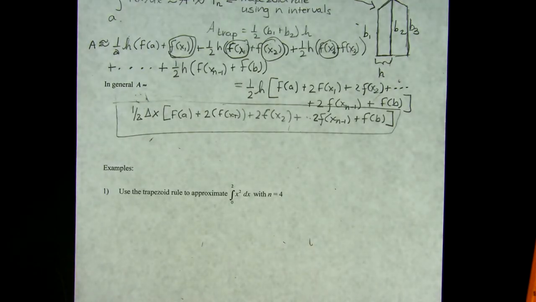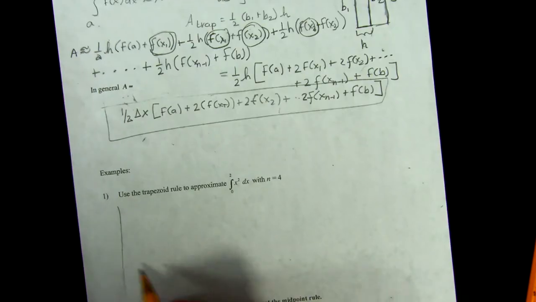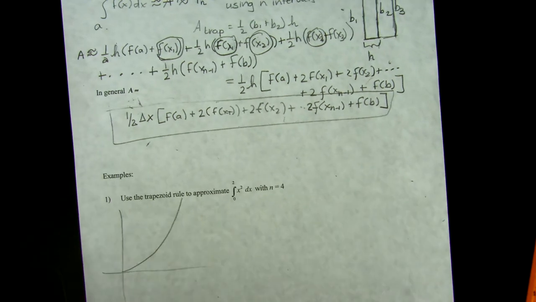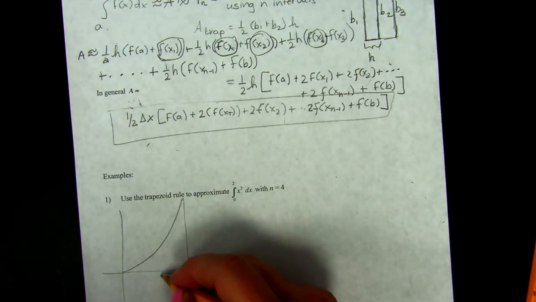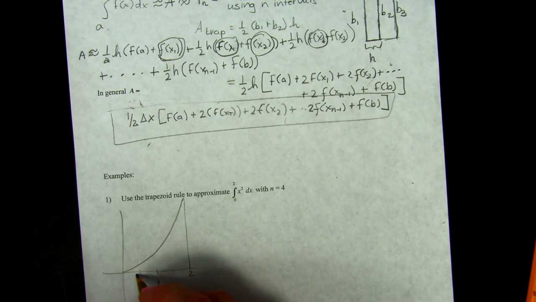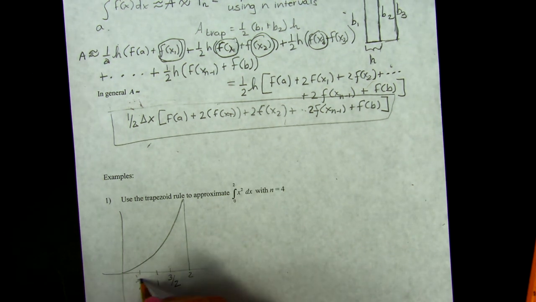Okay, use the trapezoid rule to approximate the integral from 0 to 2 of x squared where n equals 4. Okay, so x squared is that parabola. 0 to 2. There's 1 right there, right in the middle. N equals 4, so each interval is 1/2. Okay, so 1/2, 1, 3/2, and 2.